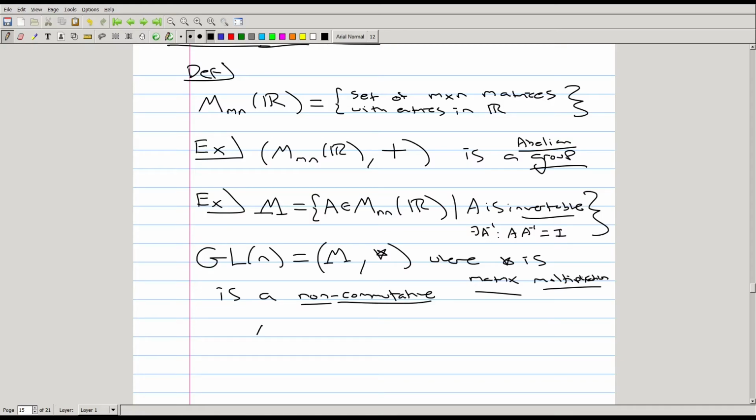But we have that A star B is not equal to B star A. And because of that, this group is not commutative. And this is the statement that a matrix A multiplied by B is not in general equal to B times A for general elements in this group.